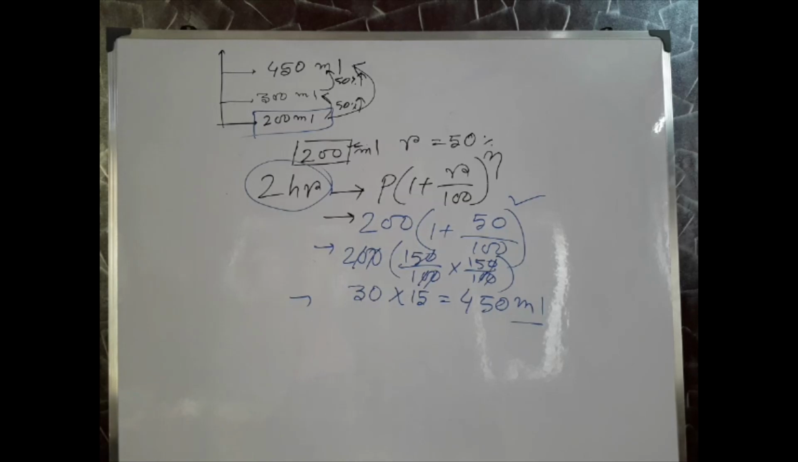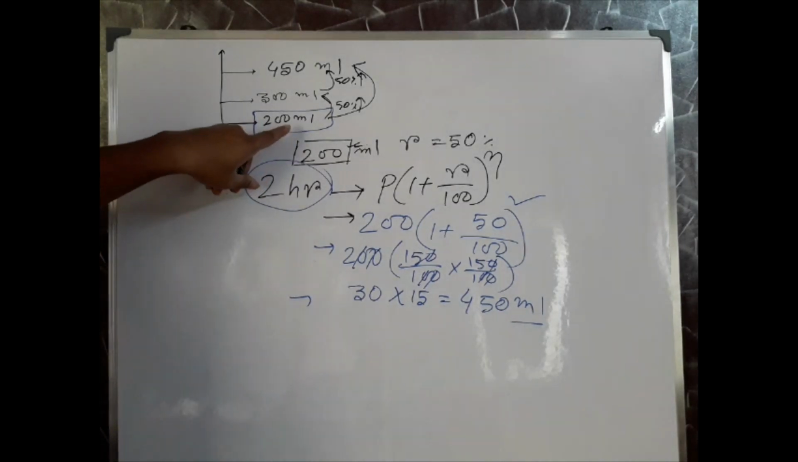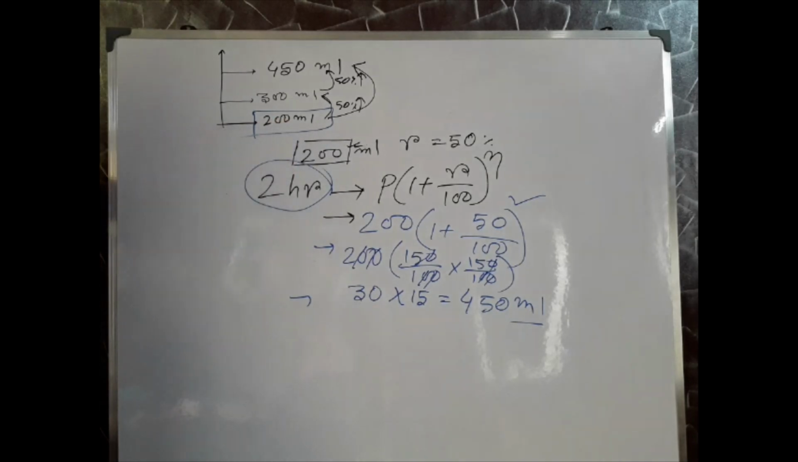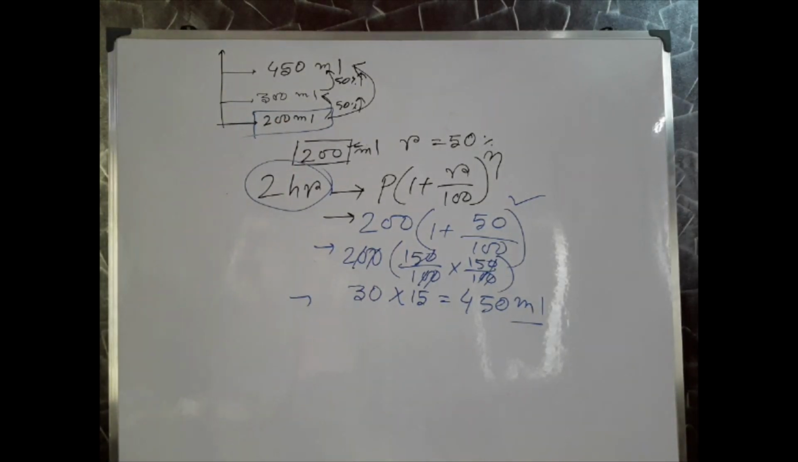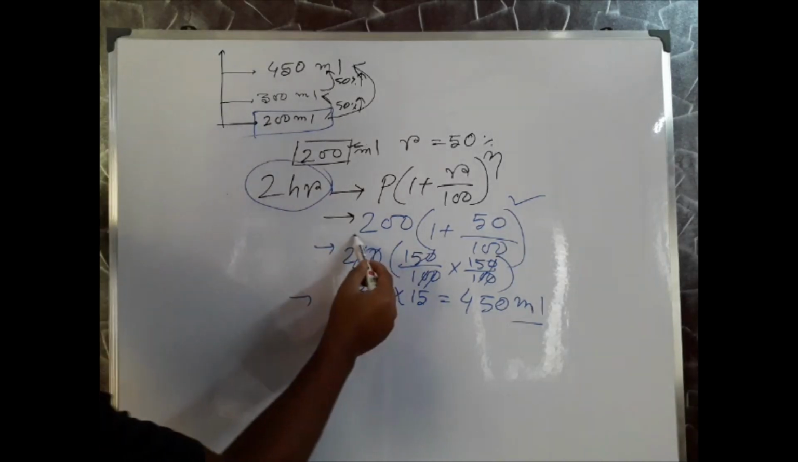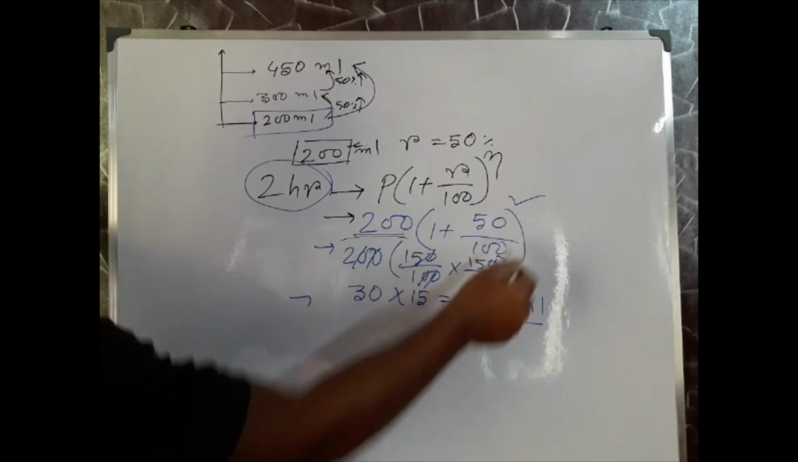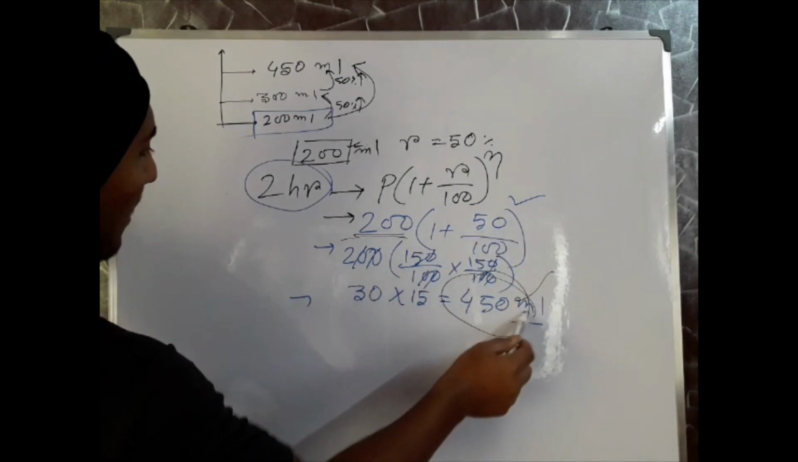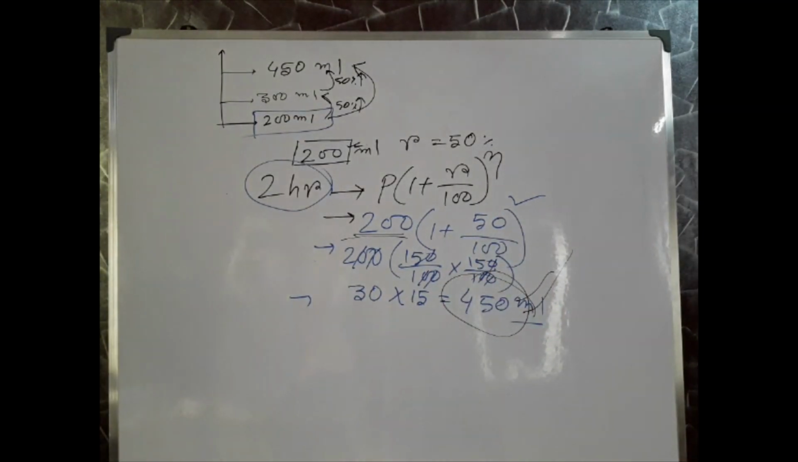The same thing is applicable when we are talking about population. Suppose 200 people live in a small city, but every year the population increases by 50%. Then after 2 years, what will be the number of people? Same thing: 200 people, 1 plus 50 by 100. So 450 people live in the city after 2 years. This is the basic concept of growth and depreciation.